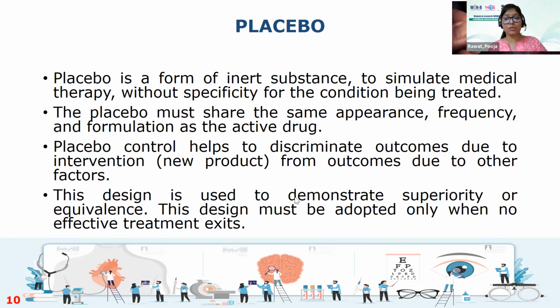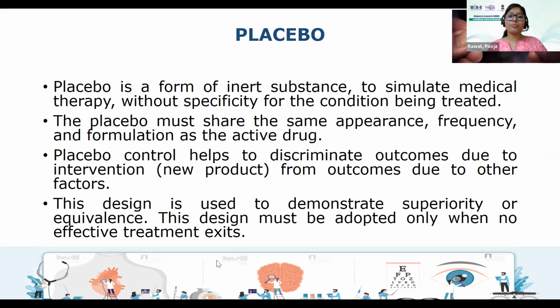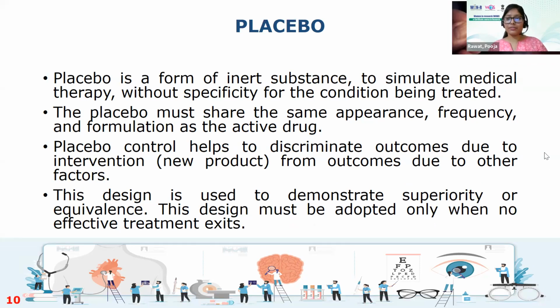The design is used to demonstrate superiority or equivalence. This design must be adopted only when no effective treatment exists, as I said. So placebo must be used with no permanent harm, any kind of morbidity, or cure delayed by delaying available active treatment for the duration of the trial, and is preferable for minimal risk or short term, right? If the existing treatment is there, you can't use placebo.